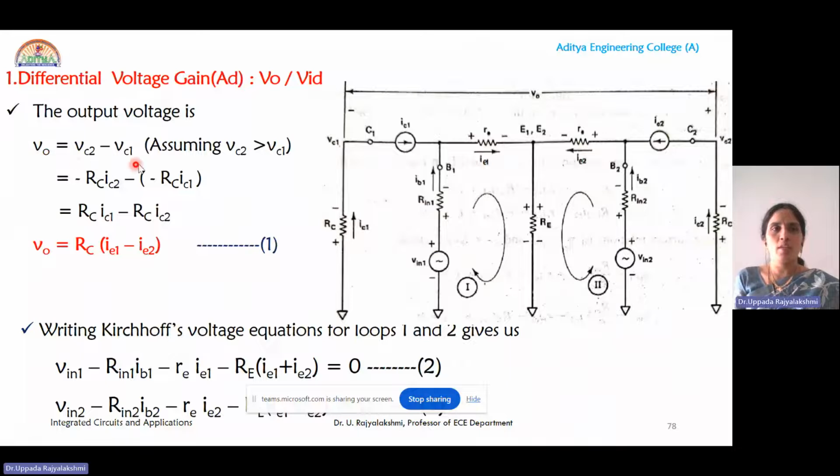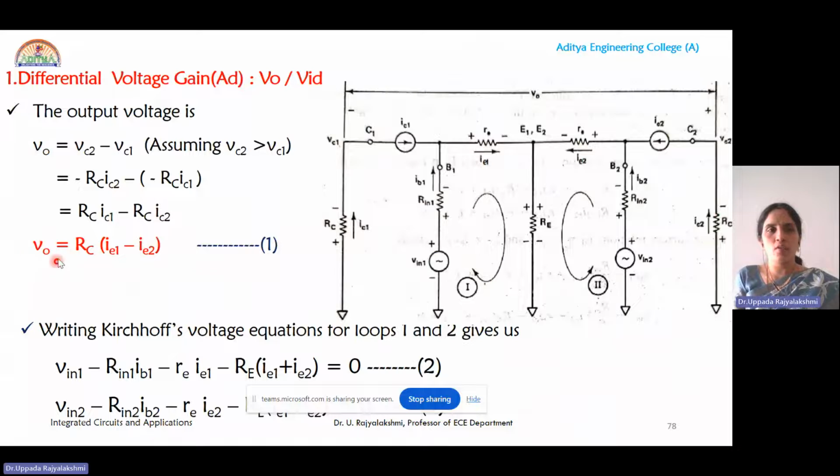So V0 will be VC2 minus VC1, where VC1 and VC2 we have replaced as minus RC into IC2 and minus RC into IC1. Then take RC as common. Here you can see IC1 minus IC2. Because the base current is very small compared to the collector or emitter currents, IC1 is approximated to IE1 and IC2 is approximated to IE2. Therefore, V0 is equal to RC into IE1 minus IE2.